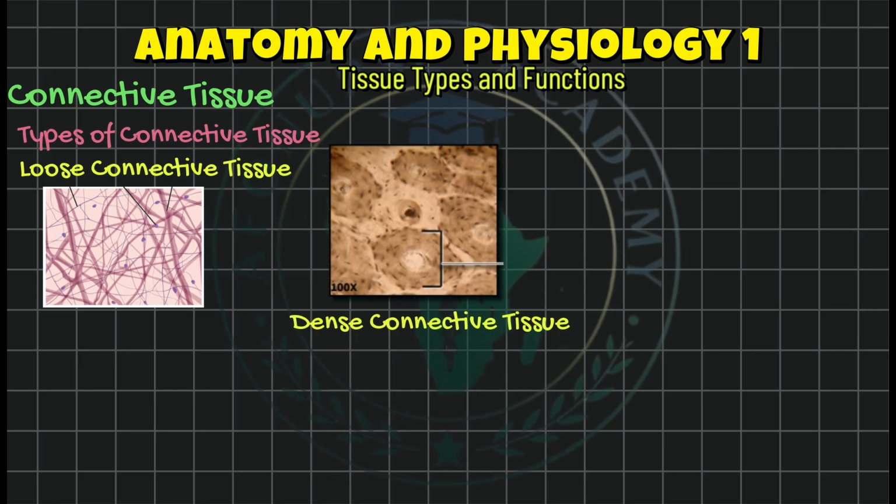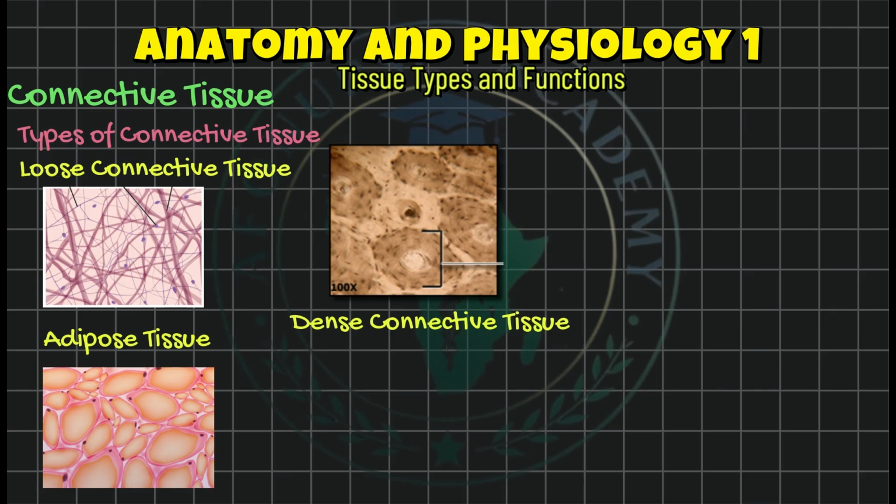Dense connective tissue. Dense connective tissue has more protein fibers packed tightly together, making it stronger. Tendons, which connect muscles to bones, are made of dense connective tissue, so are ligaments, which connect bones to bones. This tissue provides great tensile strength, meaning it can withstand pulling forces.